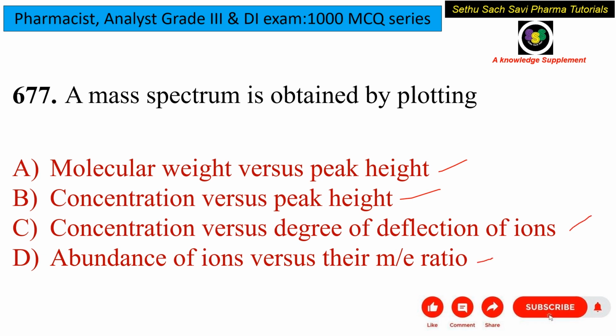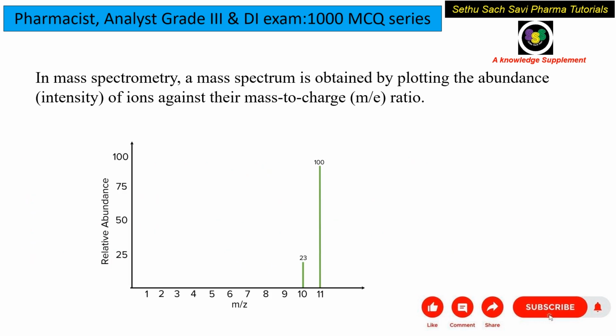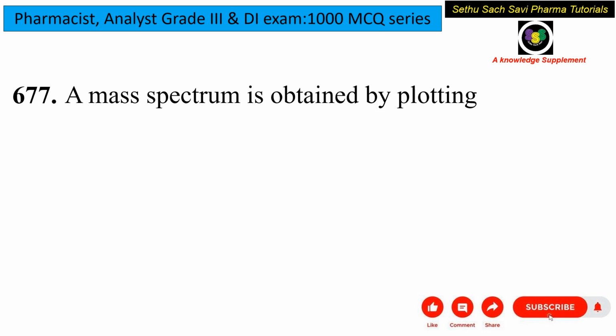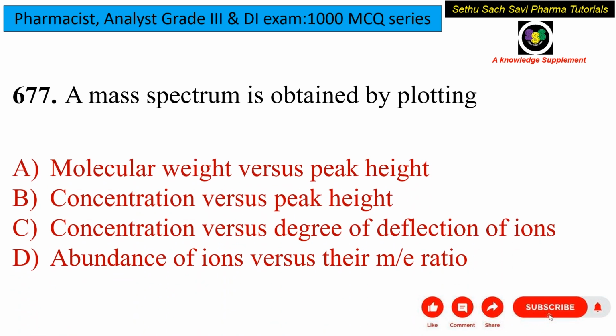versus their M/E ratio. Yes, in a mass spectrum, as you can see here, there is relative abundance against M/Z value or M/E value. M/Z or M/E is the mass to charge ratio. So here, as you can see, the correct option will be option D, that is abundance of ion versus their M/E ratio.